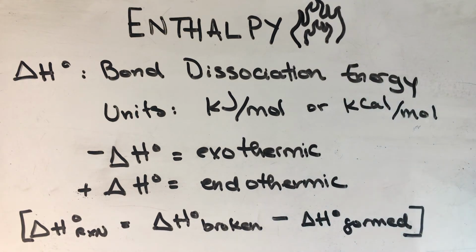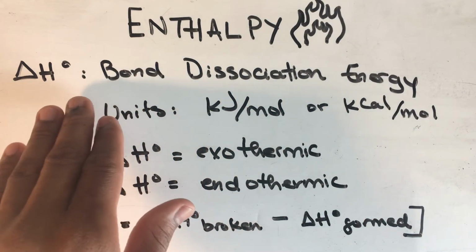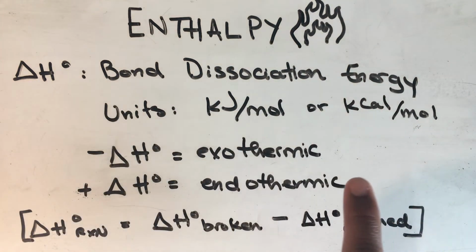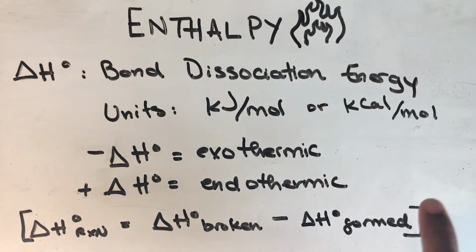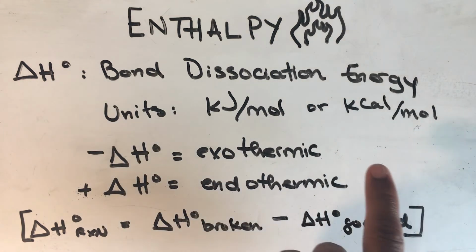How much energy it takes for the homolytic process to happen. So often you'll see delta H naught written as BDE, which stands for bond dissociation energy. The units are often given in kilojoules per mole or kilocalories per mole. A lot of the times they'll give you kilojoules per mole, but sometimes you'll see this.